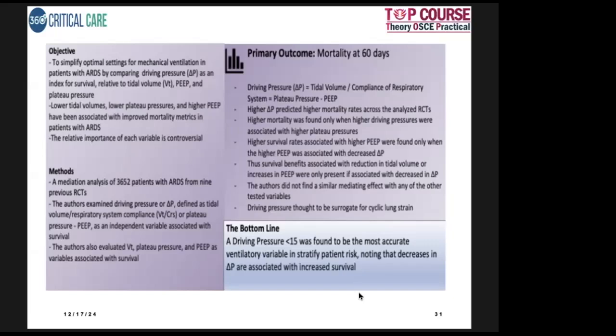So the authors concluded that the driving pressure acts as a surrogate for cyclic lung strain, with a driving pressure of less than 15 being the most reliable threshold for stratifying patient risk and improving the survival outcomes in ARDS.